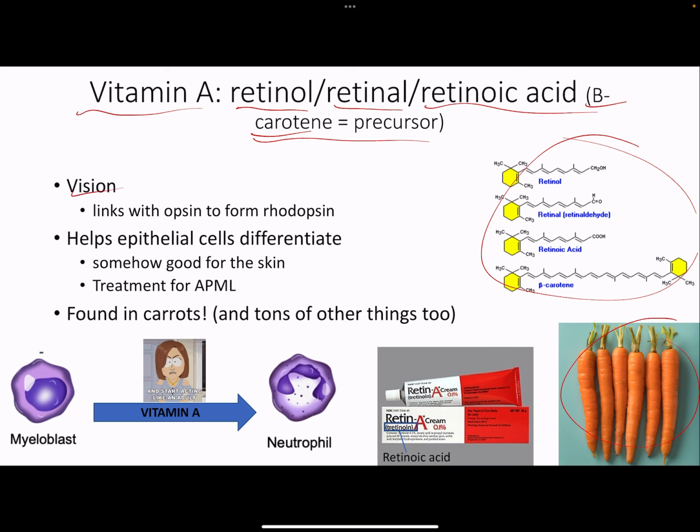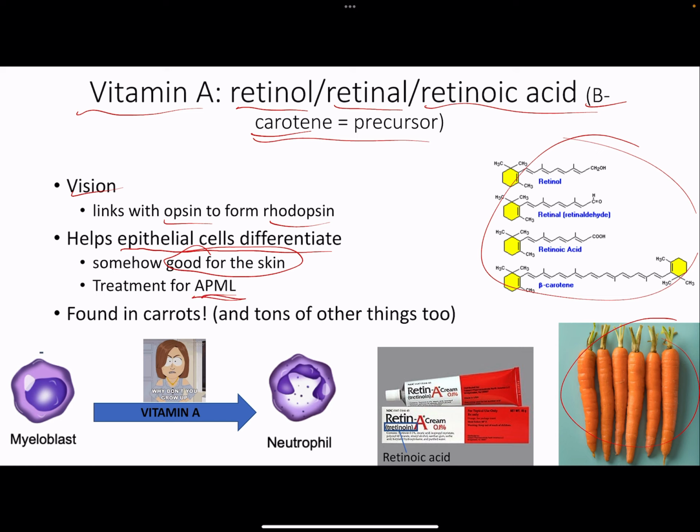So how does it help with vision? It teams up with opsin to make rhodopsin, which we can ignore the mechanism there. They just need that to transduce photons into chemical signals, which our brain interprets as images. It helps cells, specifically epithelial cells, differentiate. Somehow, above my pay grade, this is good for the skin. My dad's a dermatologist. Maybe I'll ask him.